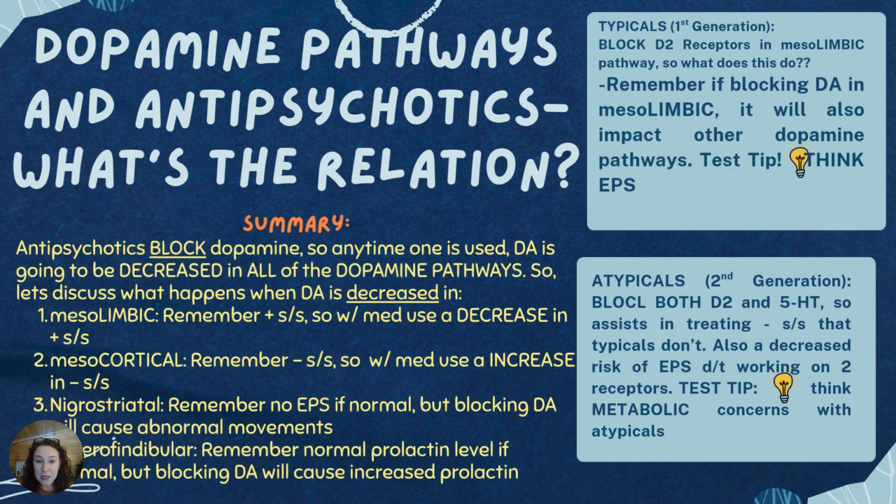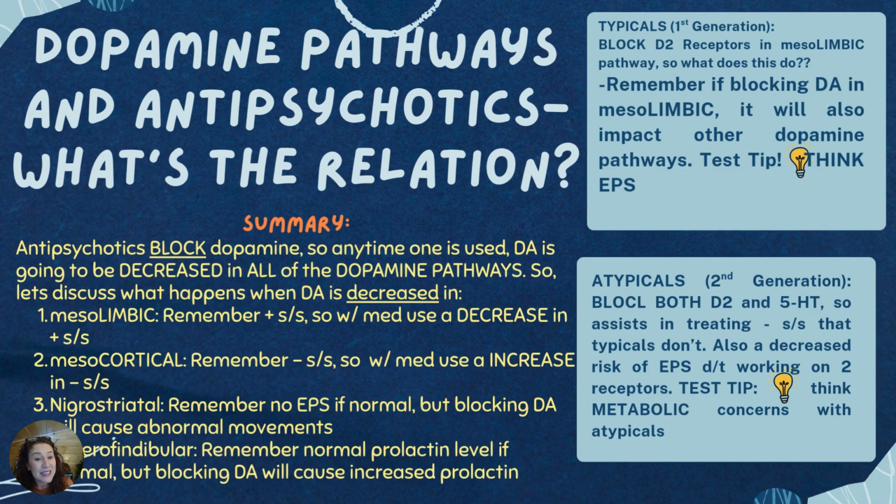So what happens when dopamine is decreased in all 4 of these pathways? We just went over it. So mesolimbic, what do we think of? Positive signs and symptoms. So the typical things we think of with schizophrenia. So if we have too much dopamine here, hallucinations, delusions, that's the mesolimbic area with too much dopamine. If we give an antipsychotic, we decrease that dopamine.